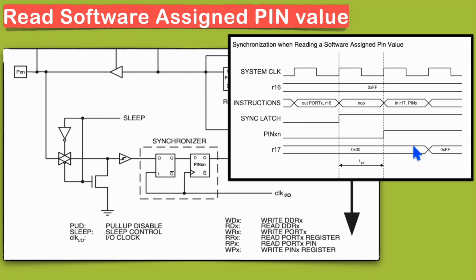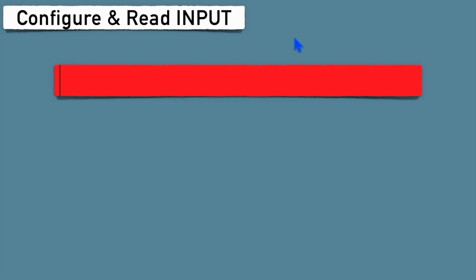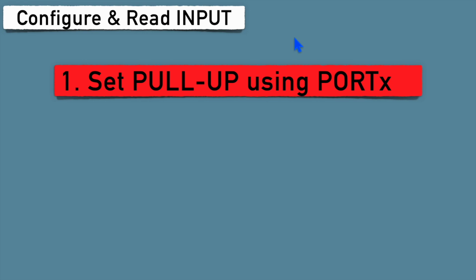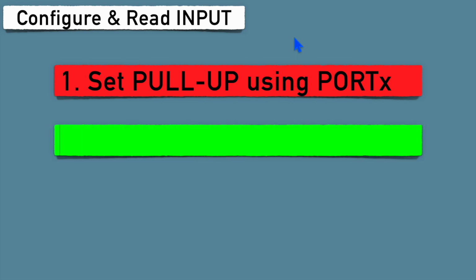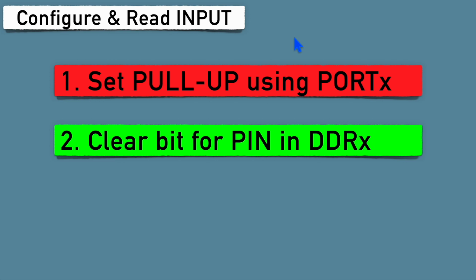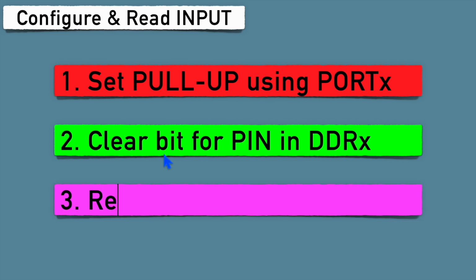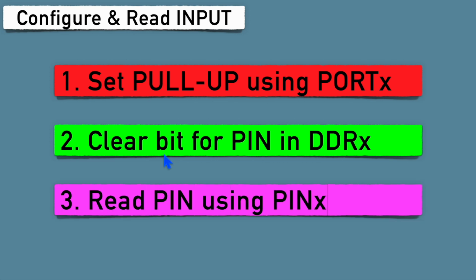So now we understood the overall logic of how to configure and how to set it. For input, what we have to do is configure the pull-up register first, and after configuring the pull-up register, you can configure the pin as output or input with the help of the DDR register. There you have to clear that bit to make it an input, and then you can read the pin status with the help of the PIN register, right?